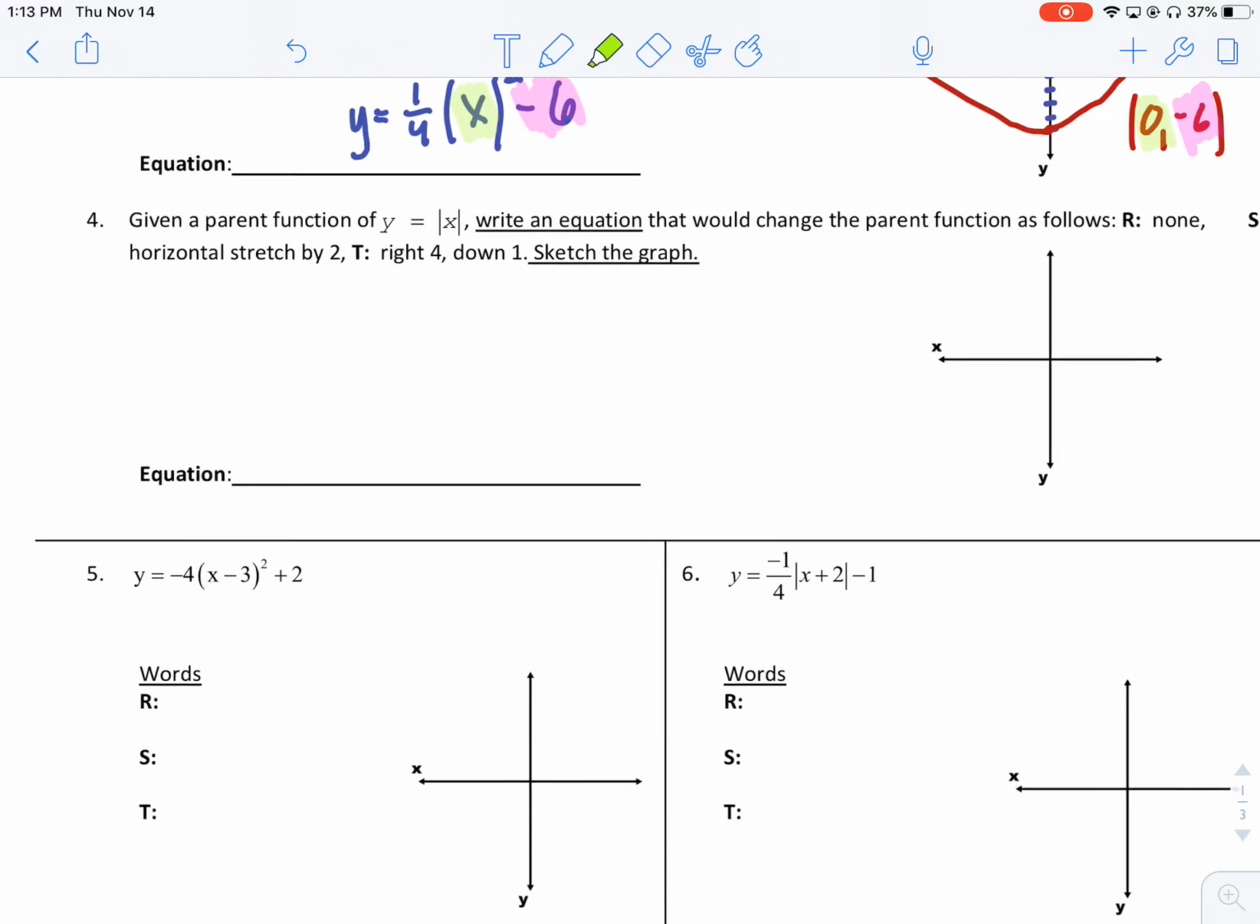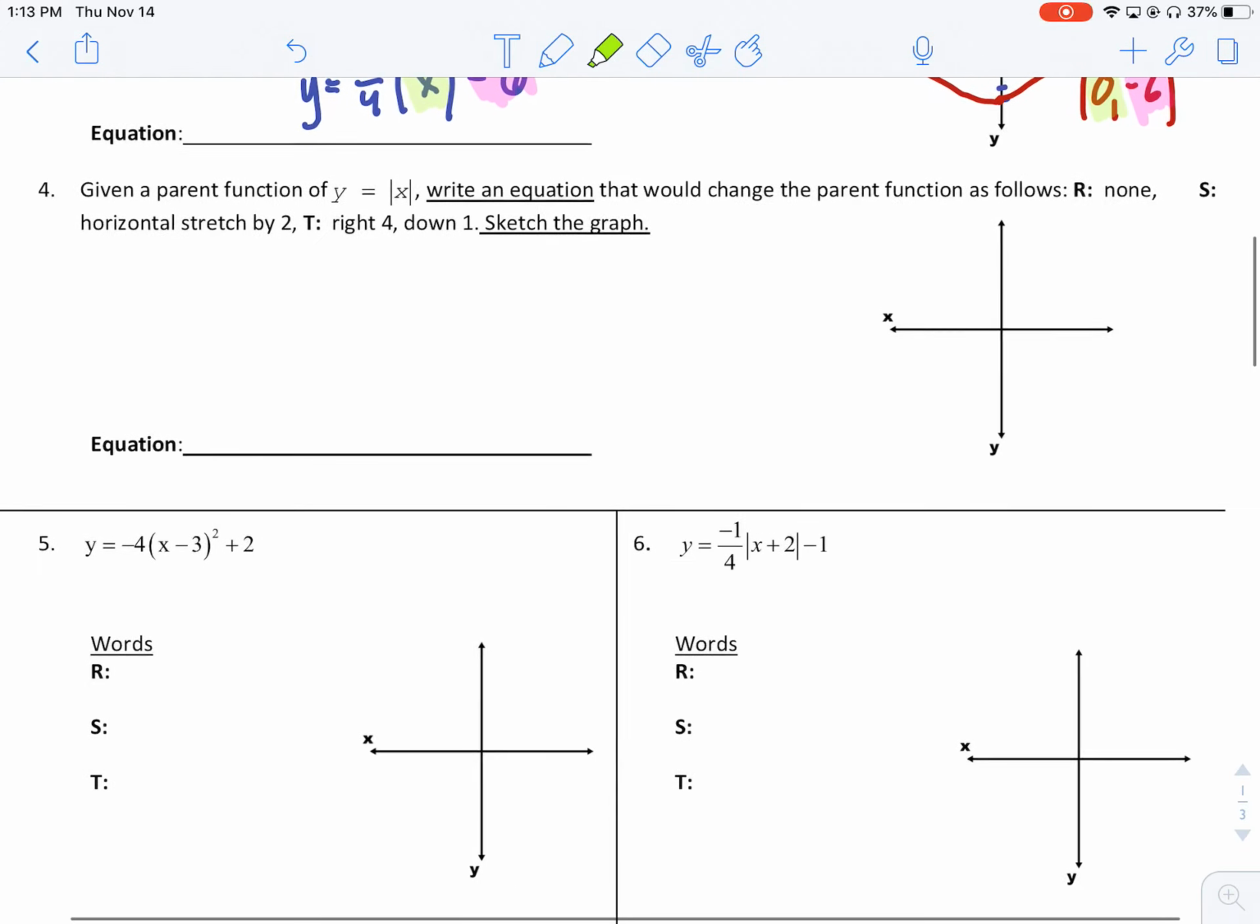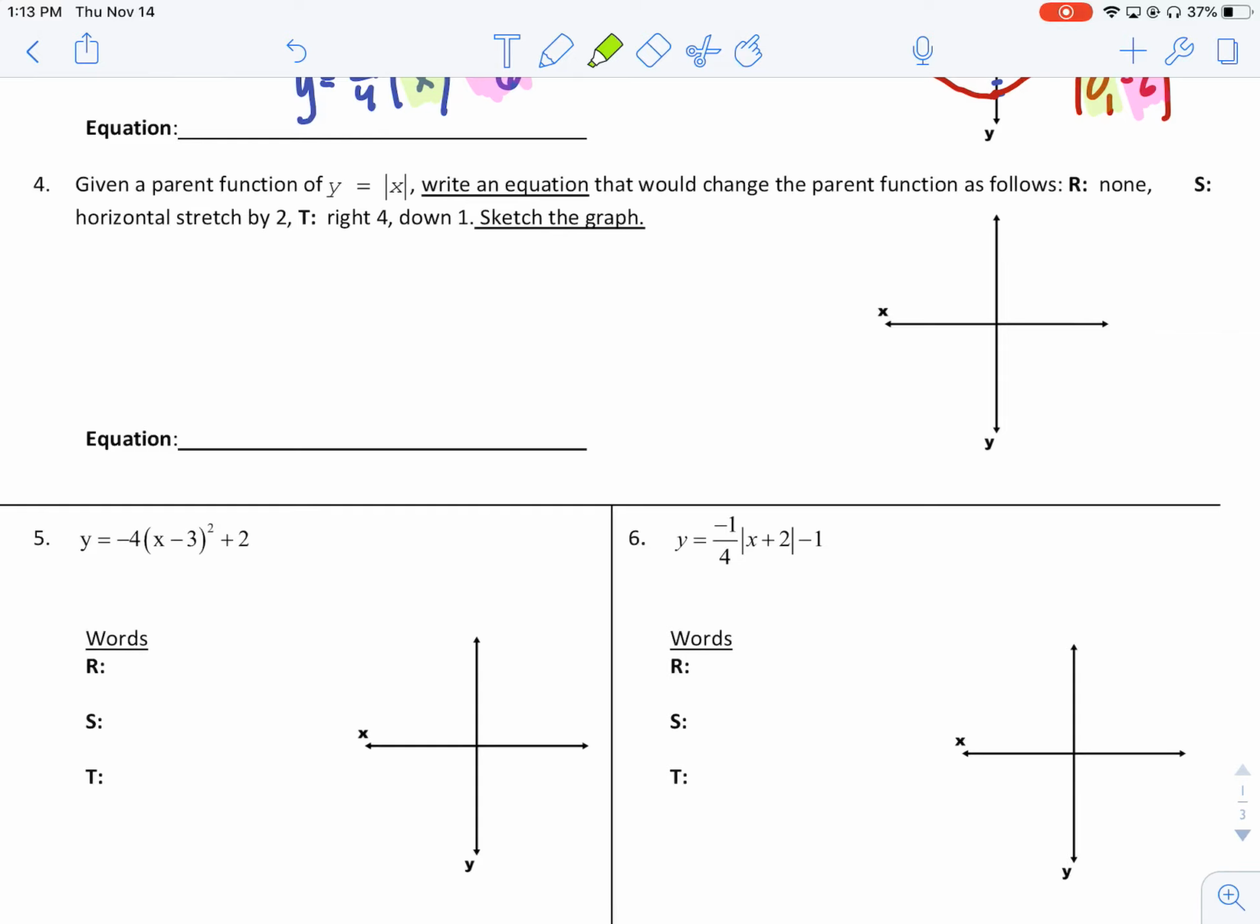All right, number 4. Parent function is absolute value again. There's no reflections, so it's not going to be an upside down one. It's a horizontal stretch, so a horizontal stretch is going to make it wider. And it's right 4, down 1. So let's go. We got y equals.